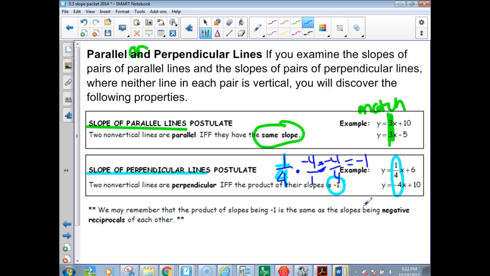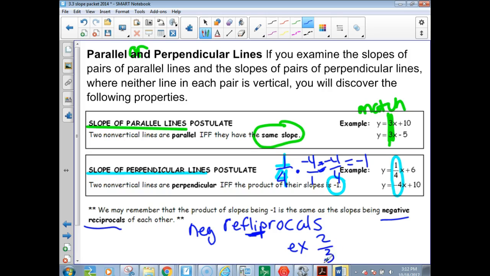There's another reason that you can use. You can also say their slopes multiplying to give you -1 is the same as the slopes being negative reciprocals of one another. Means I call them negative or opposite reciprocals. Flip. So example, what if you had 2/3? What would be the reciprocal? It also has to change sign. Negative means to change the sign. Yeah, so it'd be negative and flip it over.